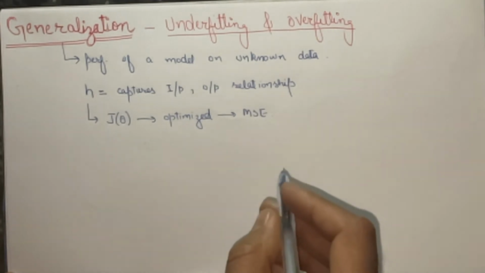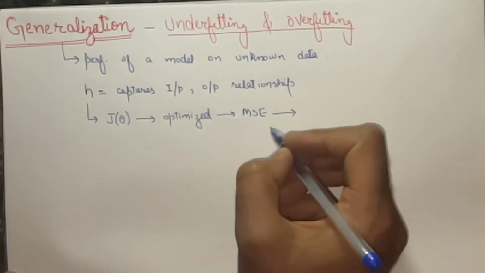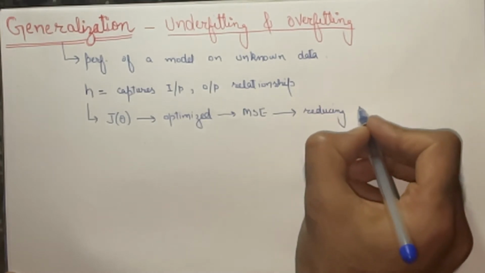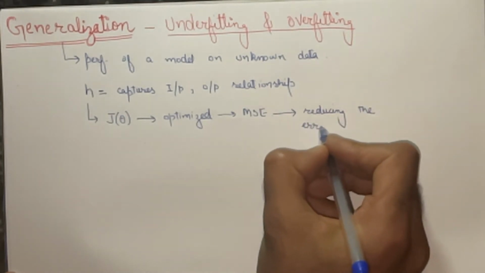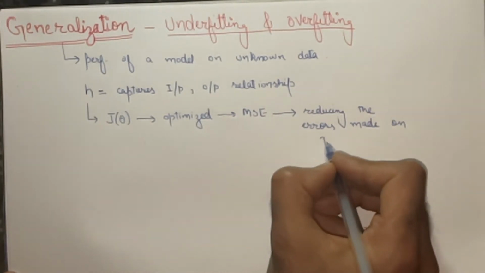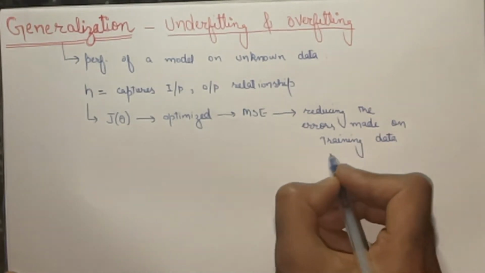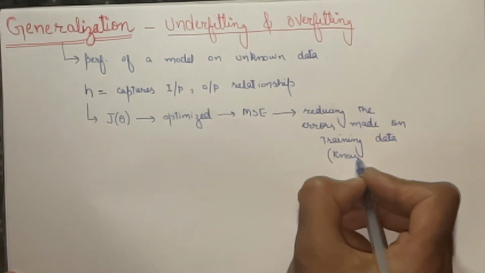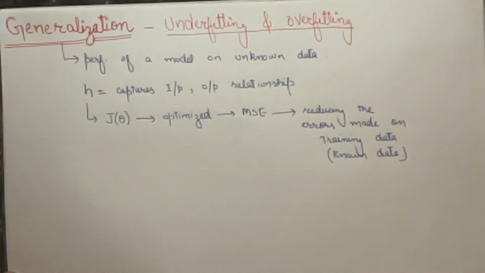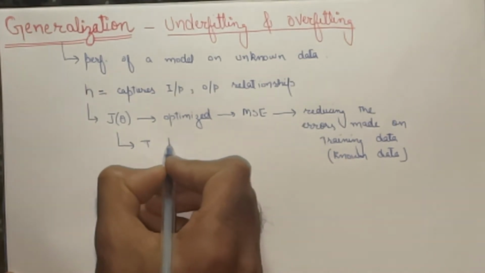But you may have noticed that with this mean square error that we are optimizing, we are basically reducing the errors made on training data. Training data is also our known data, that is known to us. We know what is the input and what is the output. In other words, we are minimizing the loss on training data.